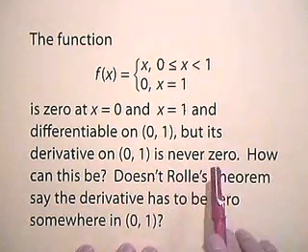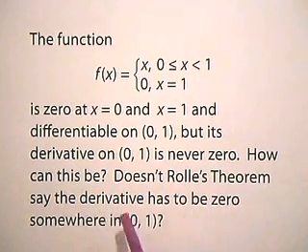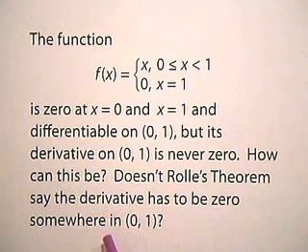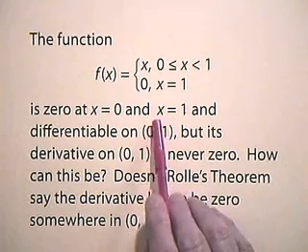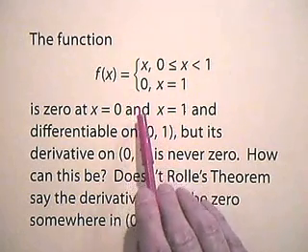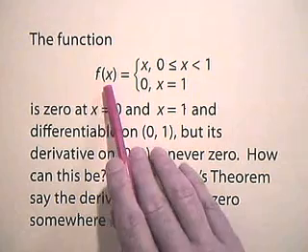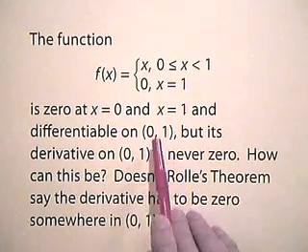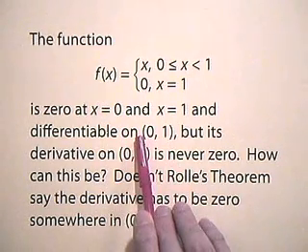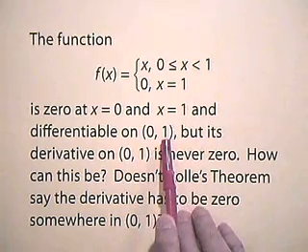Certainly not 0. How can this be? Doesn't Rolle's theorem say the derivative has to be 0 somewhere in (0, 1)? Well, no. Because Rolle's theorem also says in order to have that conclusion, the function, besides being differentiable in the open interval, must be continuous on the whole closed interval.